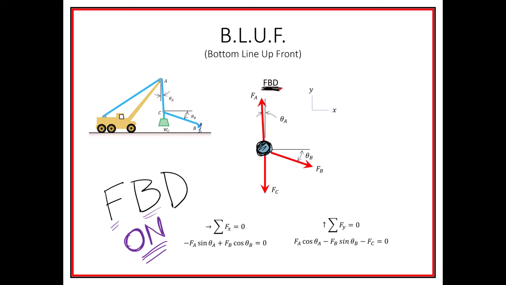And some of those forces could be the weight. So that's going to be FC. That's going to be the mass times gravity. I know it's mass, but it's actually weight, right? So you want to multiply the mass times gravity. And that's going to be a force. It's the force the Earth is pulling down on the thing.